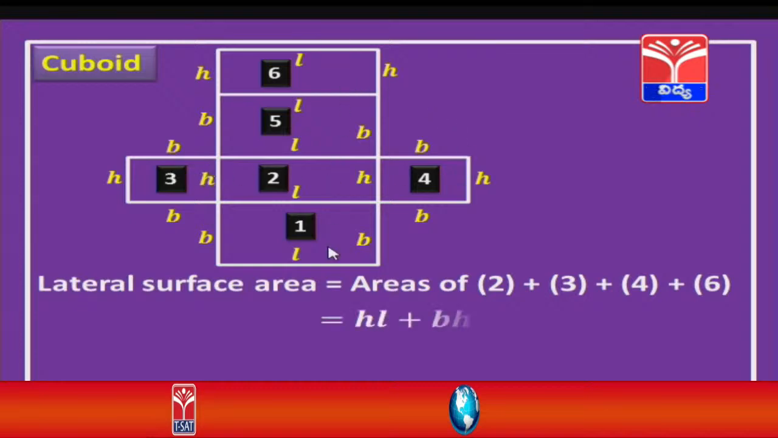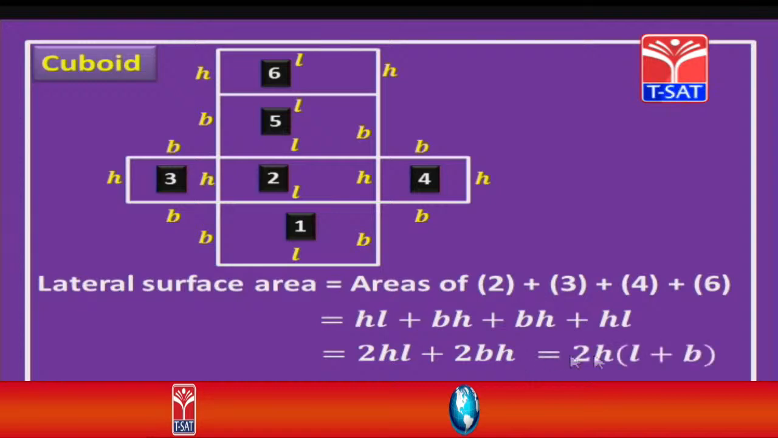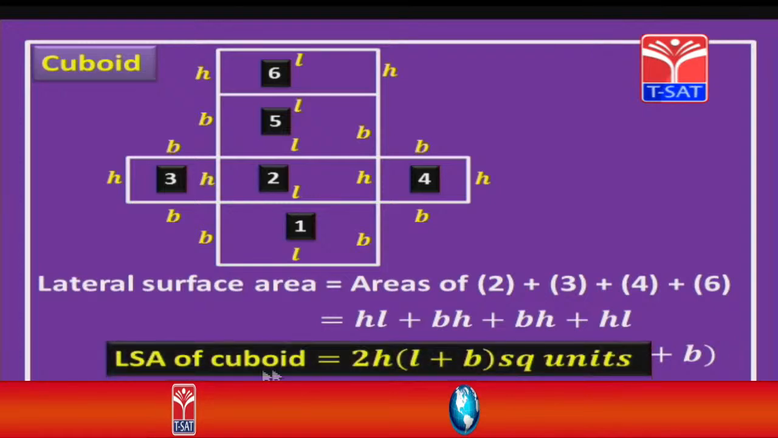Now, let us substitute the values of this. So, we get HL plus BH plus BH plus HL. Again HL and HL are added. So, you get how much, children? Yes, 2HL. BH and BH, 2BH. Again here if you notice 2 is common, apart from that even H is also common. Now, let us take 2H common, we get 2H into (L plus B). Now, this is the formula, that is LSA of cuboid is 2H(L plus B) square units. I hope you understood the concept of TSA and LSA of cuboid, children.